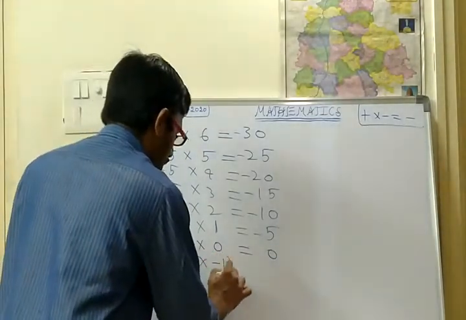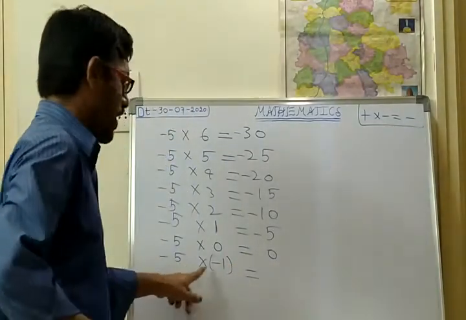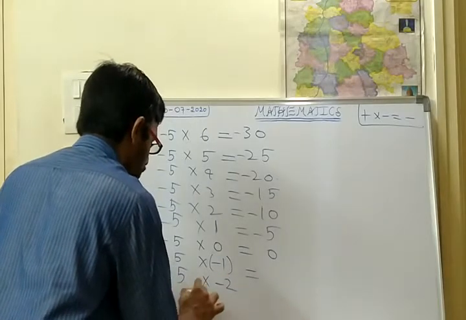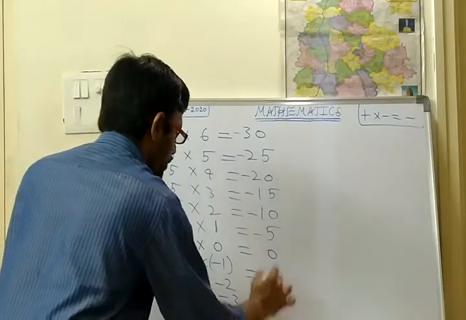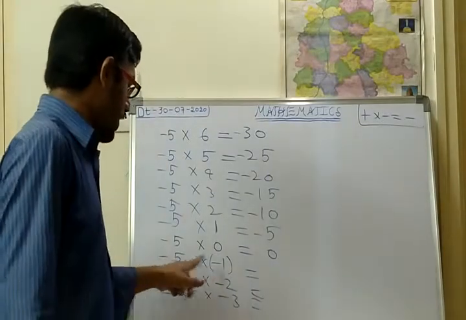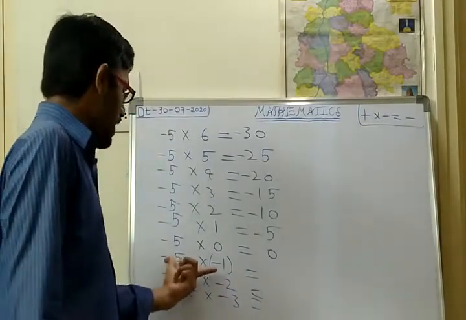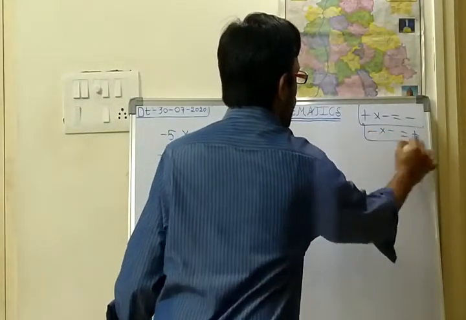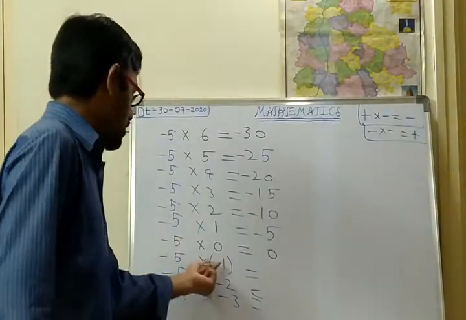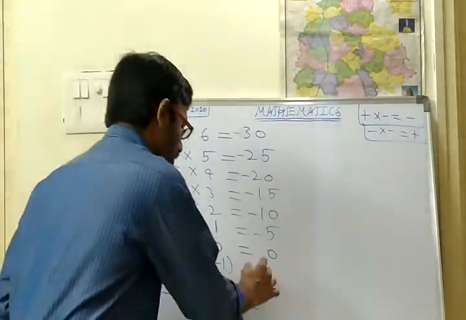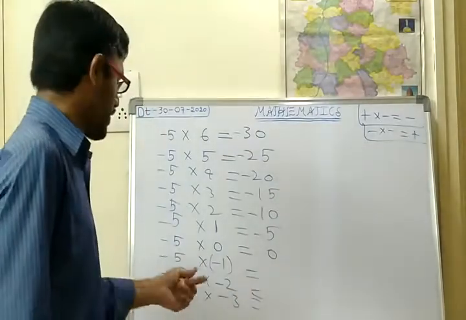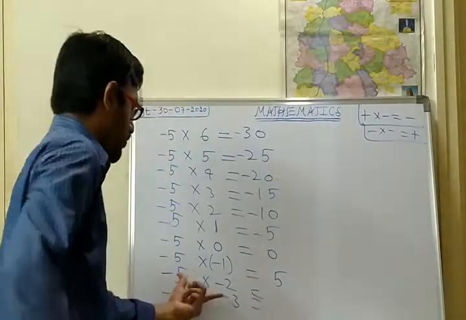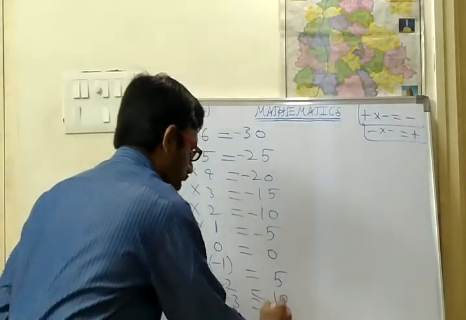So minus 1. Minus 5 into minus 1, what is it? Minus 5 into minus 2. Minus 5 into minus 3. What will be this result? Both are negative integers. Minus into minus is plus only. So the product of minus into minus is plus. No need to write the plus symbol. So 5 into 1 is 5. Next, minus into minus is plus: 5 into 2 is 10, 5 into 3 is 15.